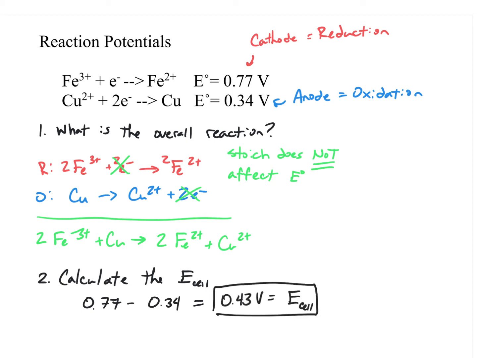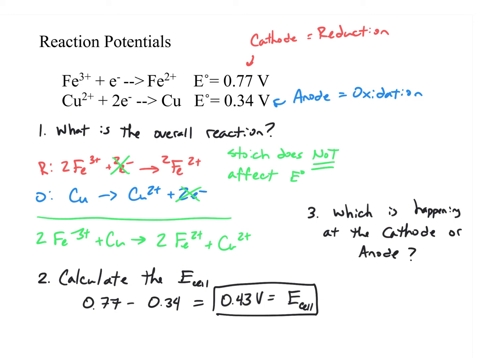So that's the cell potential. Once again, that's standard conditions. And the last thing that you might be asked is to identify which reaction is happening at the cathode and which is happening at the anode. But we already mentioned this now a couple times. The bigger number is what's happening at the cathode because that's the reduction, and the smaller number is what's happening at the anode because that's the oxidation.